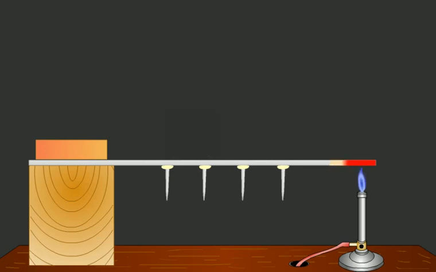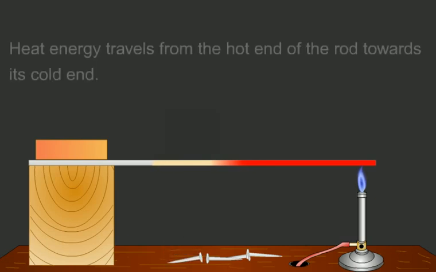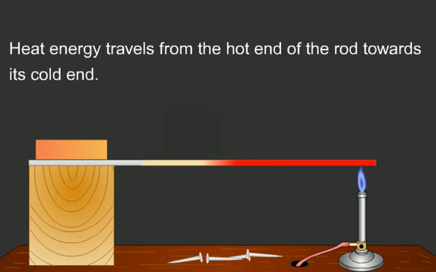What do you observe? You surely will find that the nails begin to fall one by one, starting from the hot end of the rod to the other end, isn't it? This shows that heat energy travels from the hot end of the rod towards its cold end.